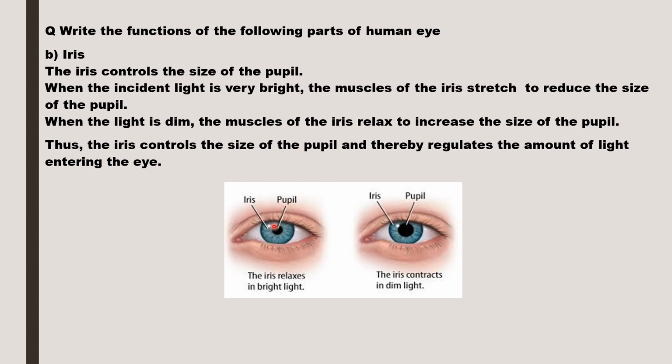Iris. The muscles surrounding the pupil are called the iris. The iris controls the size of the pupil. When the incident light outside is very bright, then the muscles of the iris will stretch to reduce the size of the pupil. And when the surrounding light is dim, the muscles of the iris will relax to increase the size of the pupil. So what is the iris doing? The iris controls the size of the pupil, thereby regulating the amount of light entering the eye.